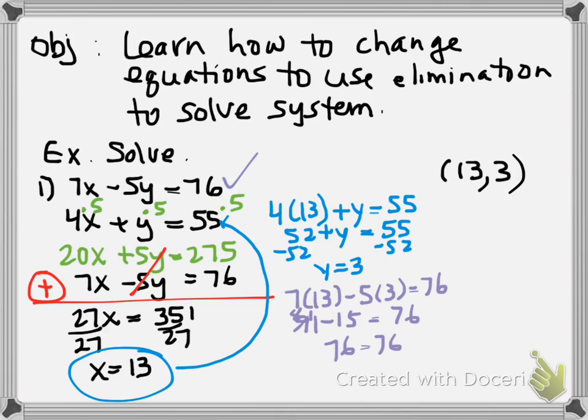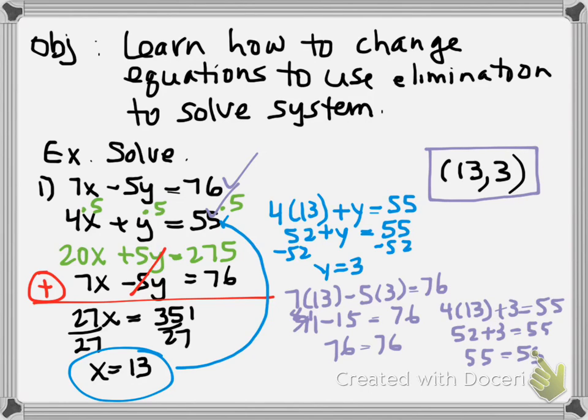So let me try the second equation. That one is 4 times 13, plus 3. So I get 52 plus 3 equals 55. And I get 55 equals 55. So that satisfied the second equation. So that just verifies that (13, 3) is the correct answer.